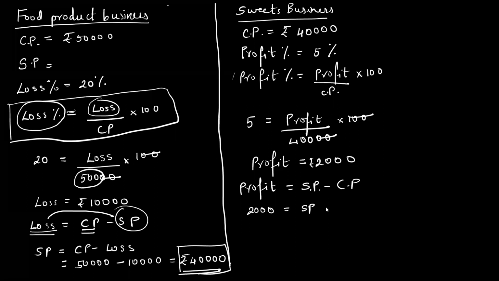SP we want to find. The value of CP is 40,000. Can I take minus 40,000 over there to find SP? Yes, sir. Over there, what will it become? It will become plus. So 2,000 plus 40,000 is equal to how much? 42,000. Okay.